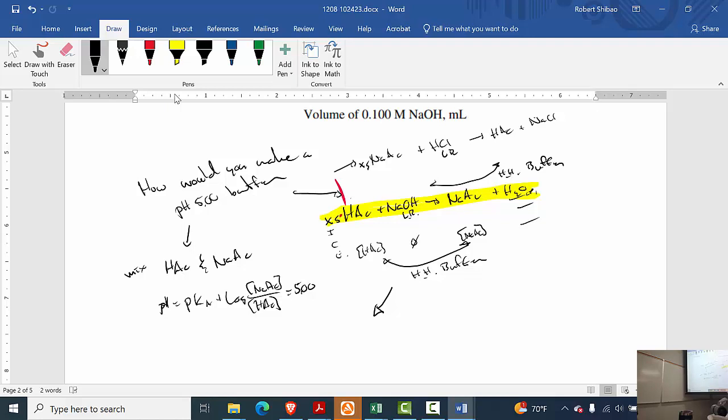In lab, this is the way you made the buffer, right? You took some acetic acid and then you started adding solid sodium acetate to that, remember? And stirred until the pH hit. I think we made a pH 4 buffer at the time. So in this case, we're going to make the buffer by titration.